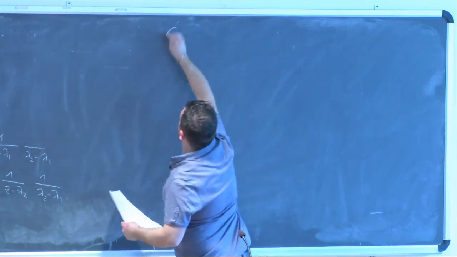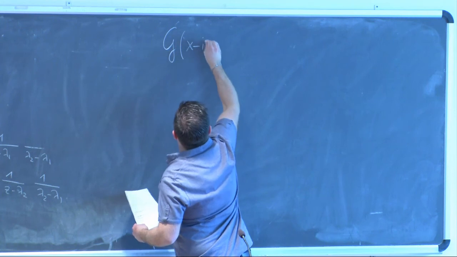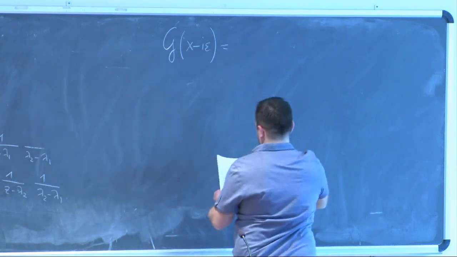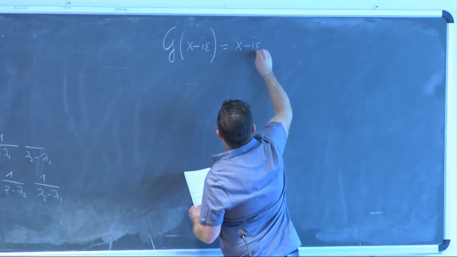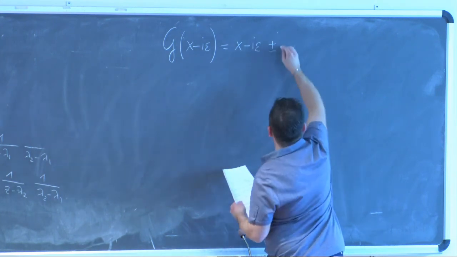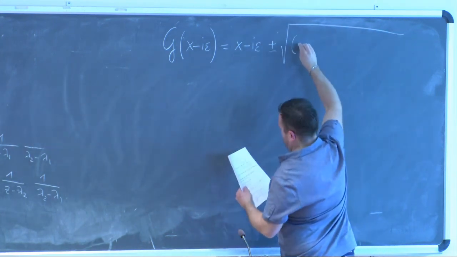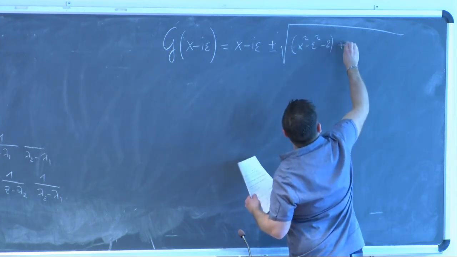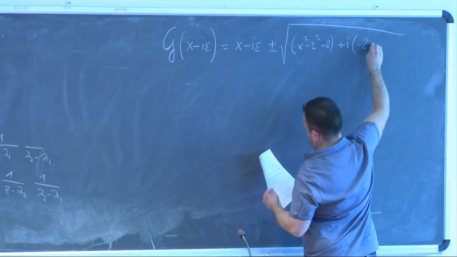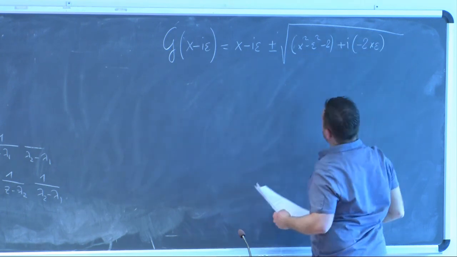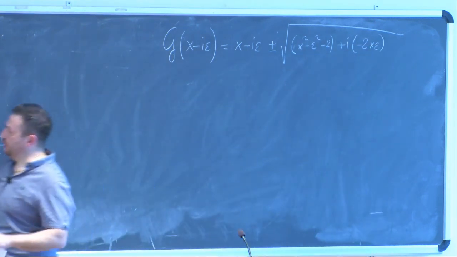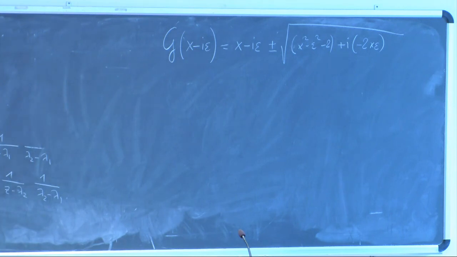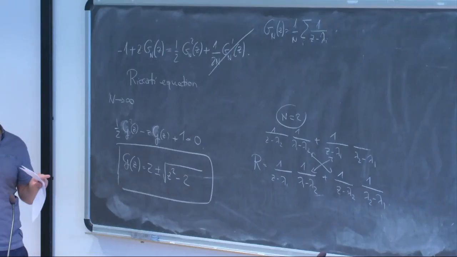So, g of x minus i epsilon is equal to x minus i epsilon plus minus square root of x squared minus epsilon squared minus 2 plus i minus 2 x epsilon. I just put x minus i epsilon here, raised it to the power 2, and then separated real and imaginary part of the radicand.